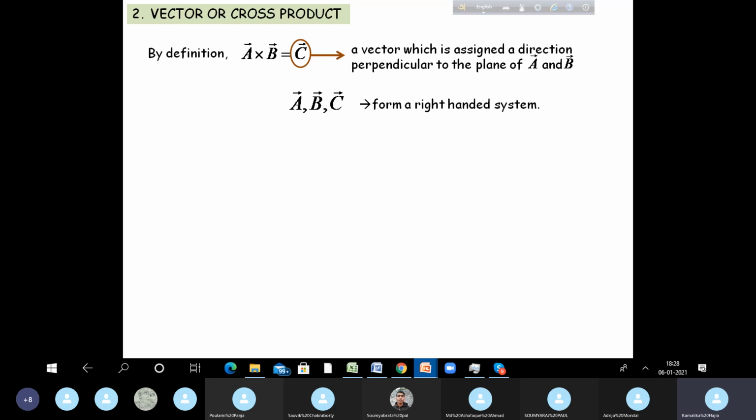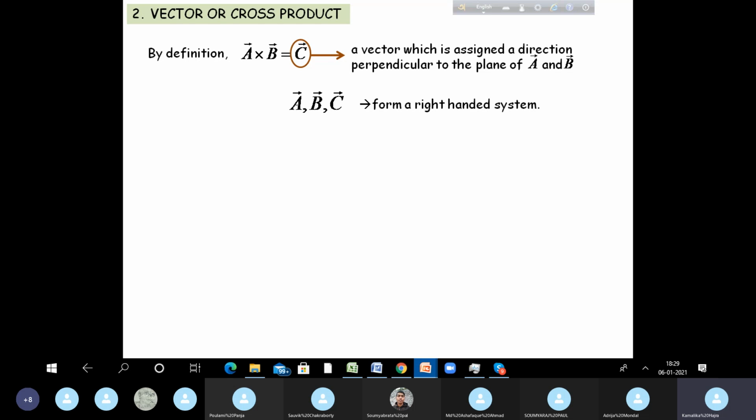It means that A cross B equal to C, B cross C equal to A, C cross A equal to B. On the other hand, since they form a right-handed system, therefore B cross A will be minus C, C cross B will be minus A, and A cross C will be minus B.